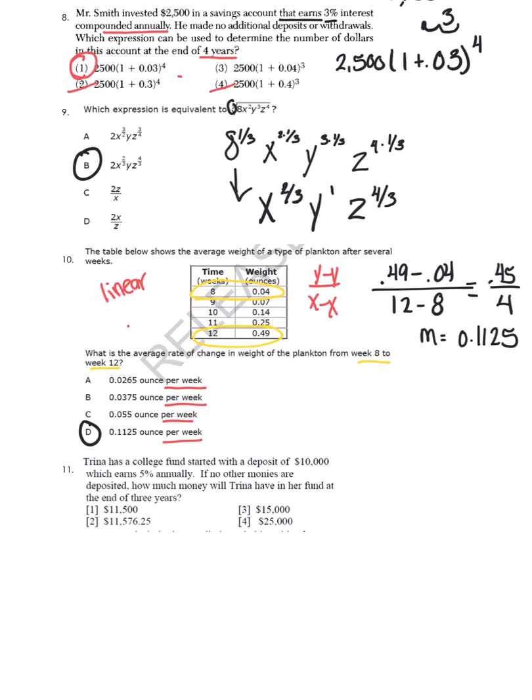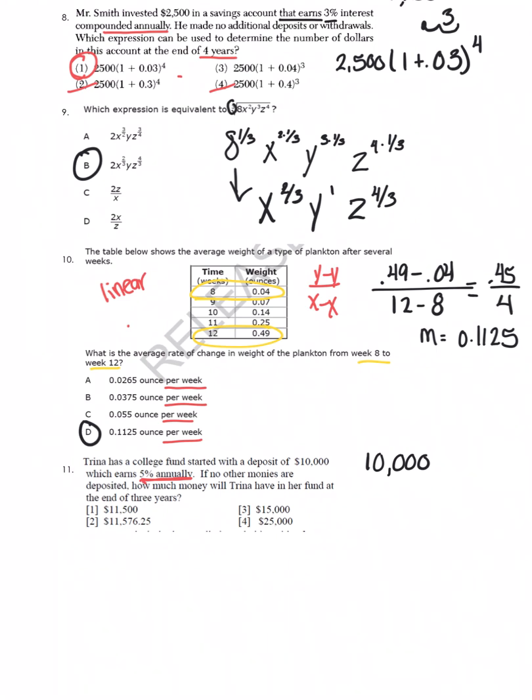Okay, last one to go for exponential review. Trina has a college fund started with a deposit of $10,000. So that's what we're starting with. That's our y-intercept, or our initial amount of money, which earns 5% annually. Okay, again, I'm just going to underline that word because that's something we're going to need to look at when we talk about time.